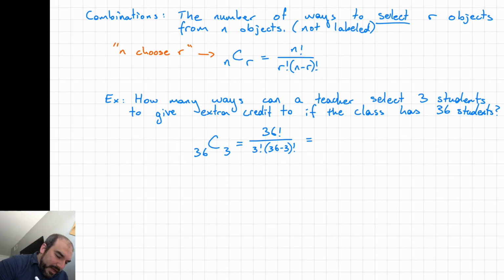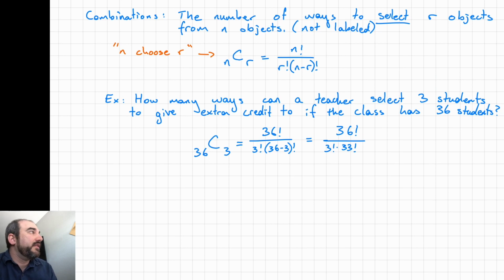We'll simplify what we can right now. So 36 factorial on top is fine. On the bottom, 3 factorial is already simplified. We'll simplify inside the parenthesis. That's going to give us 33 factorial. And someone asked me last time what this is on the bottom, 3 factorial, 33 factorial. That's multiplication, right? We don't usually put the multiplication sign in there, but you can if it's going to help you remember what it is. So this is 3 factorial times 33 factorial.